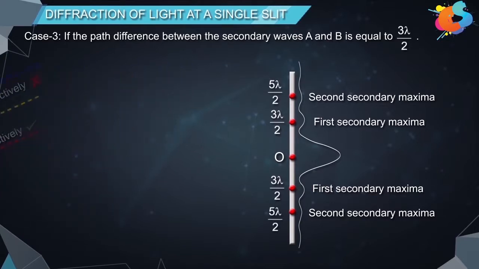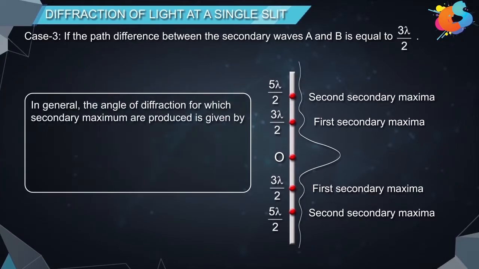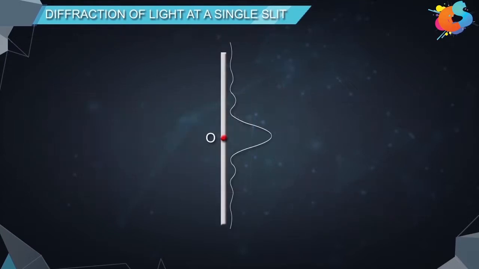In general, the angle of diffraction for which the secondary maxima are produced is given by a sin theta n is equal to (2n plus 1) lambda by 2, where n is equal to 1, 2, 3, 4, and so on. Now, let us look at the width of the central maximum.